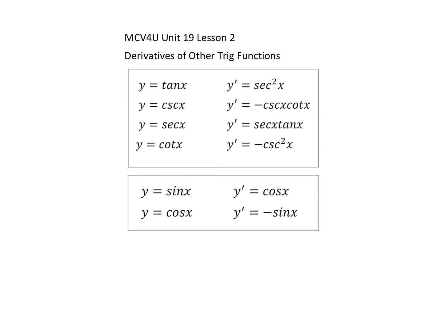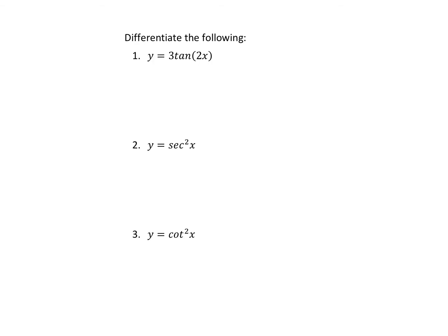So the derivative of tan x is secant squared x. The derivative of cosecant x is minus cosecant x cotangent x. The derivative of secant x is secant x tan x. And the derivative of cotangent x is minus cosecant squared x. And then I just added the two at the bottom that we did previously, sin x and cos x. So let's look at a couple of examples.